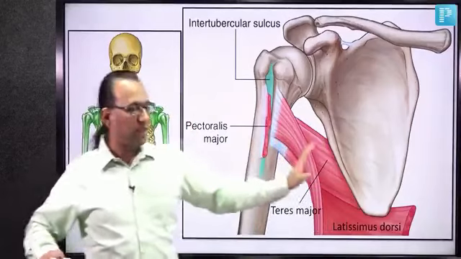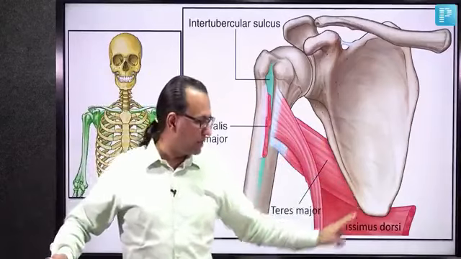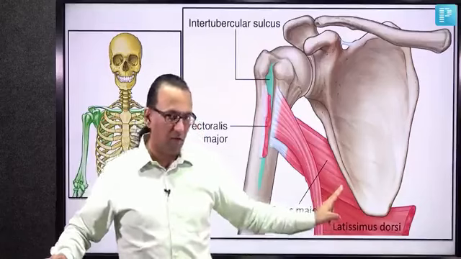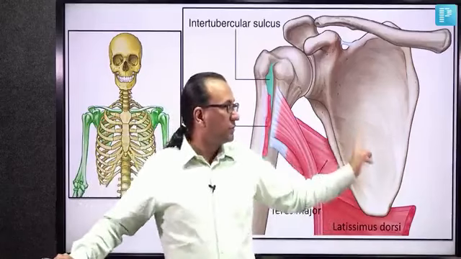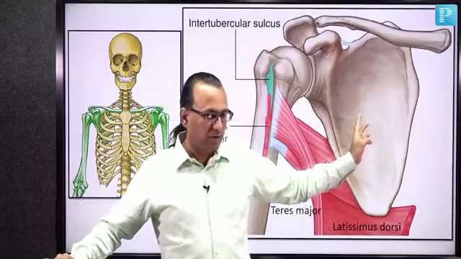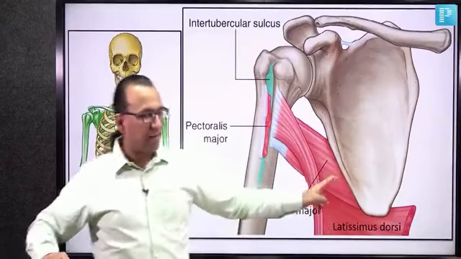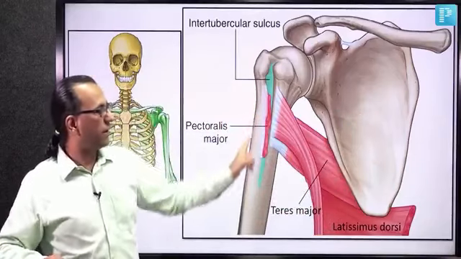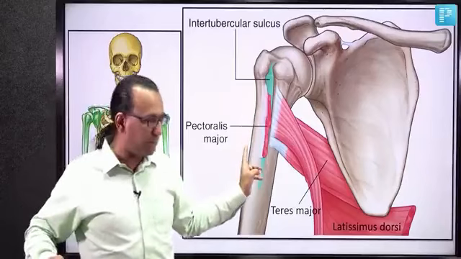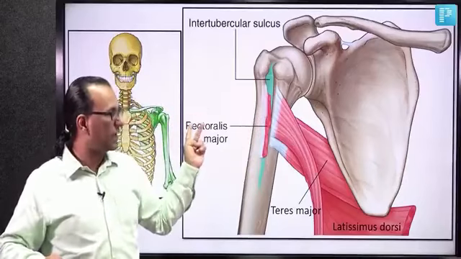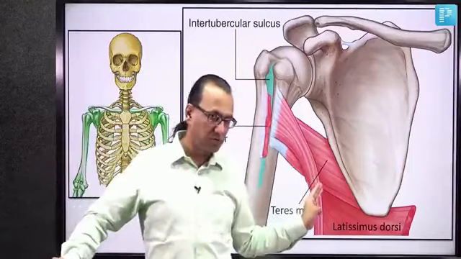Now in the posterior wall of the axilla, you will see three muscles, namely the latissimus dorsi, teres major, and one more which comes from the anterior aspect of the scapula, the subscapularis muscle. Whereas on the anterior wall of the axilla, you will have two muscles. One is pectoralis major, and under cover of that is pectoralis minor. So two muscles in the anterior wall of the axilla and three muscles in the posterior wall of the axilla.